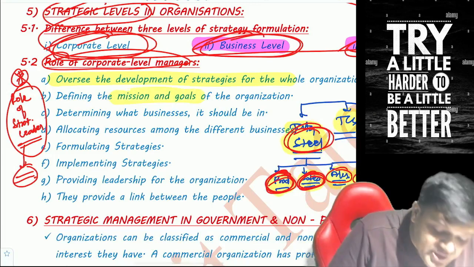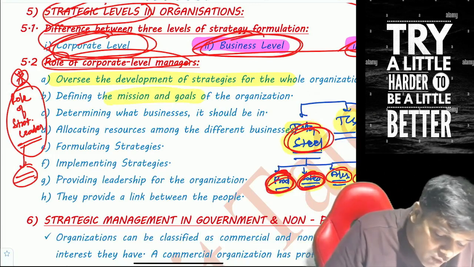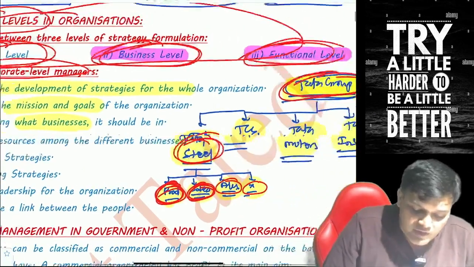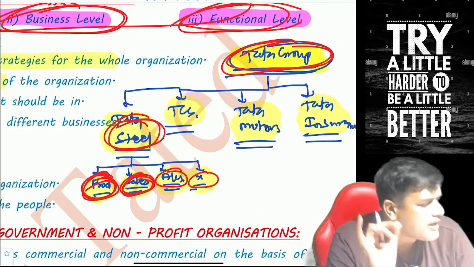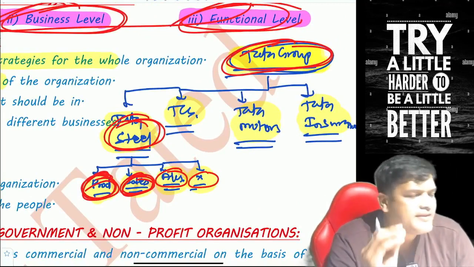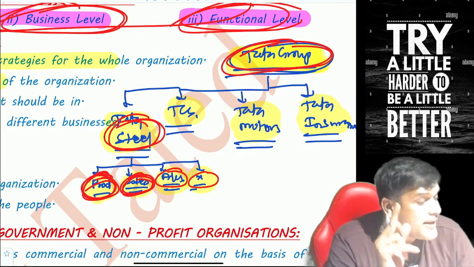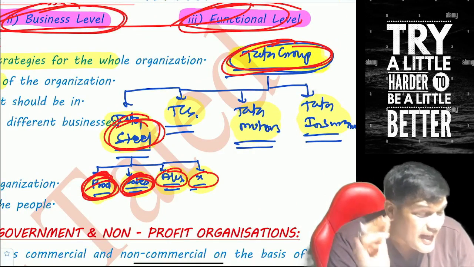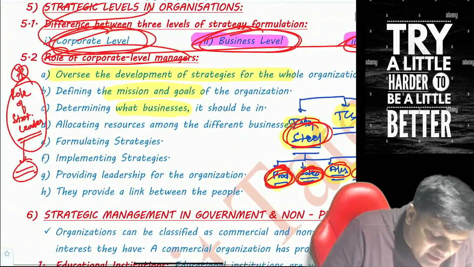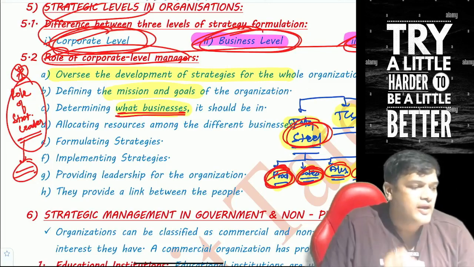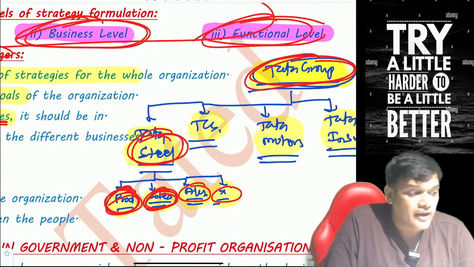Second, they will define the mission and goals of the organization. Third, defining which business they should be in. Now tell me, if I need to start Tata Foods, who will decide to start Tata Foods? This is done by the Tata Group, exactly. That is who decides what business we should be in. It is done by the corporate level. It is not done by Tata Consultancy. Tata Consultancy does not say I will decide that Tata Foods is to be started.